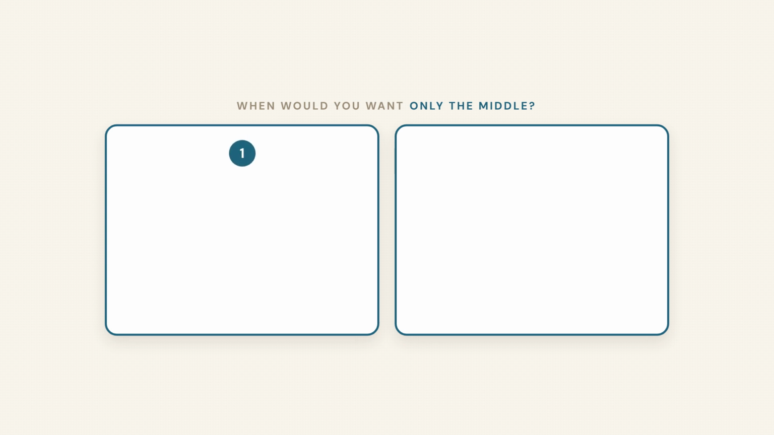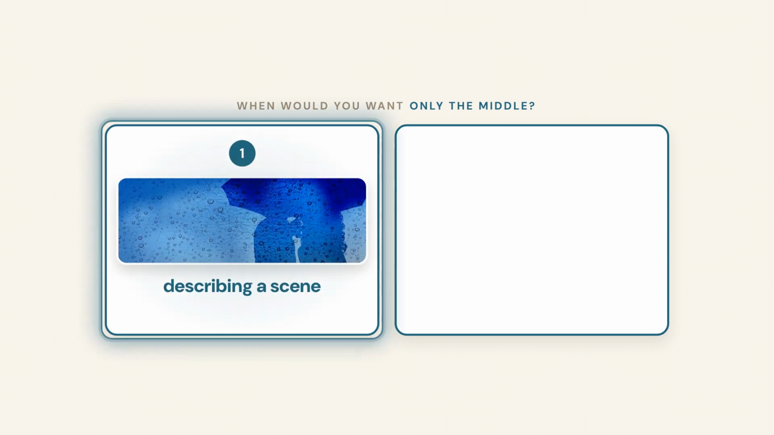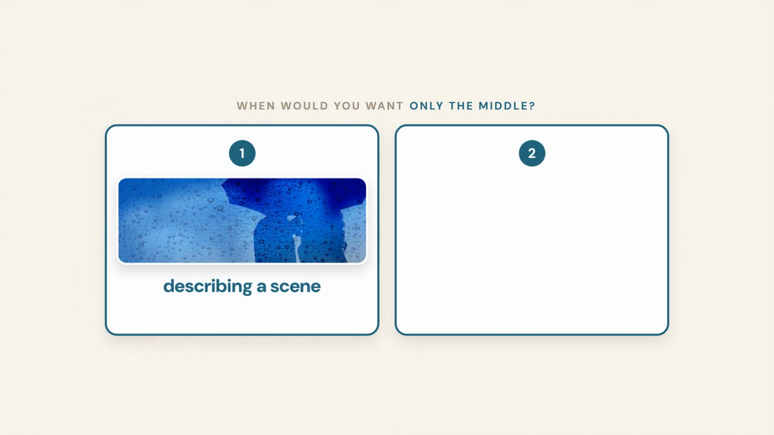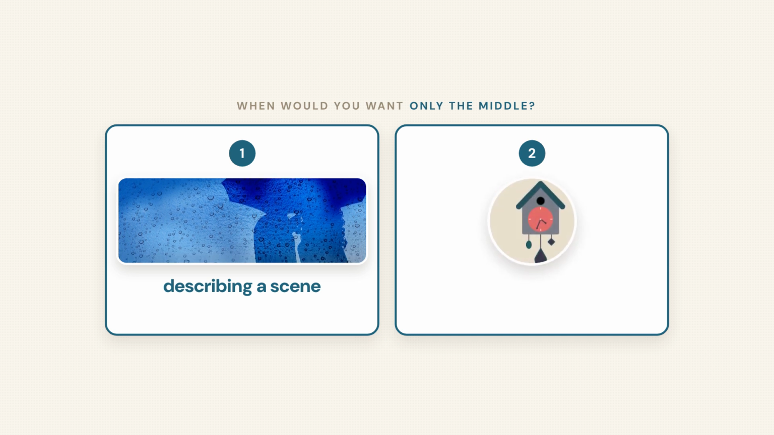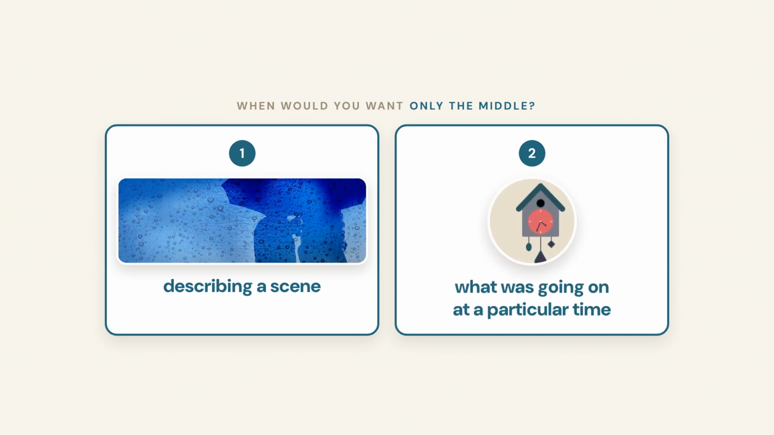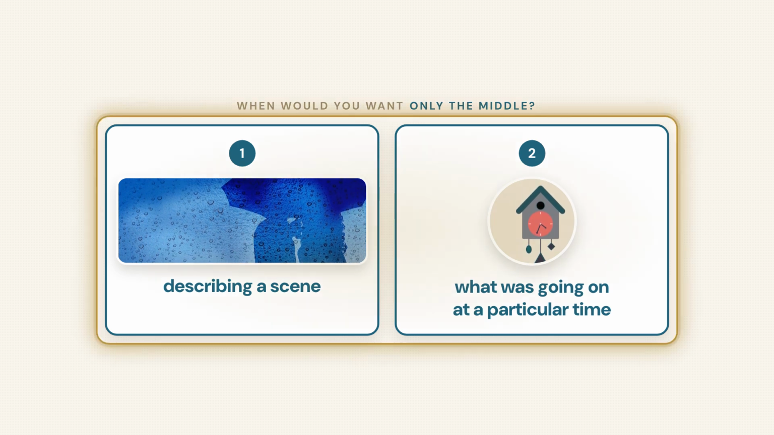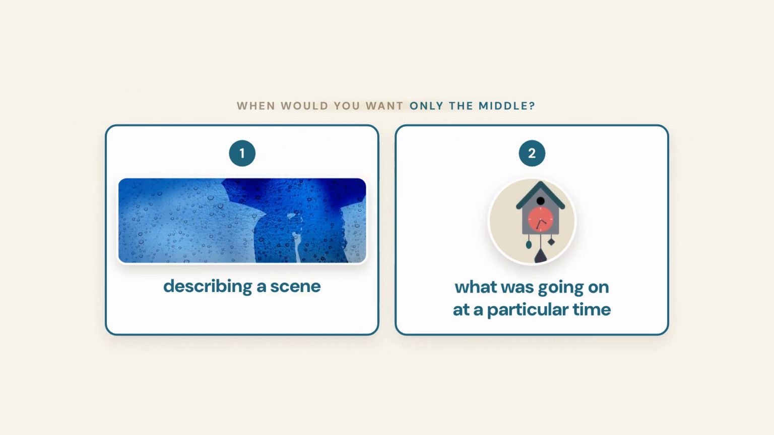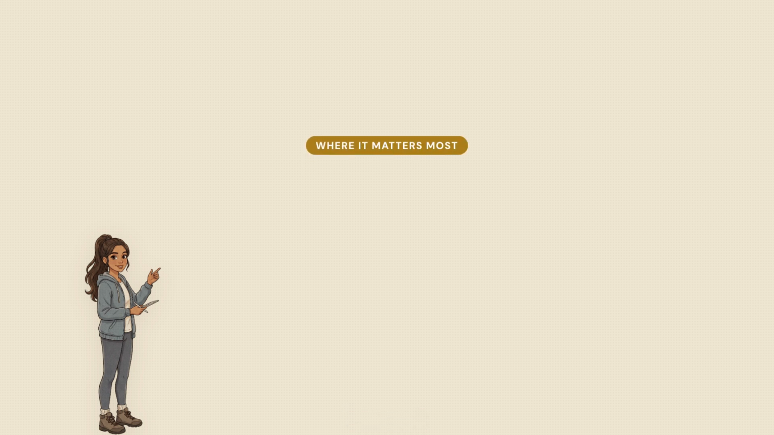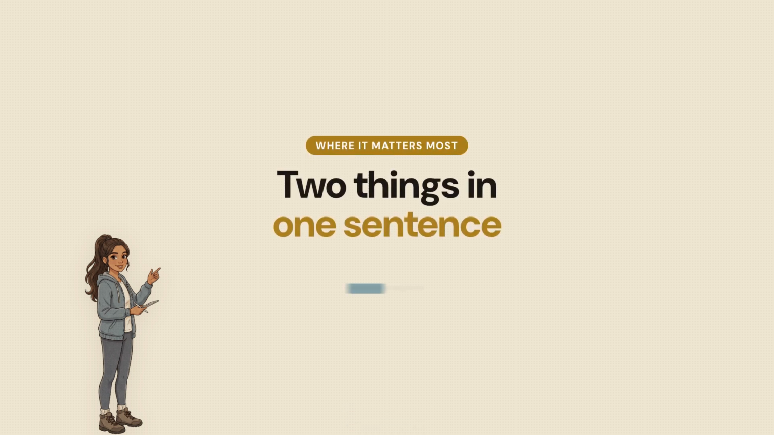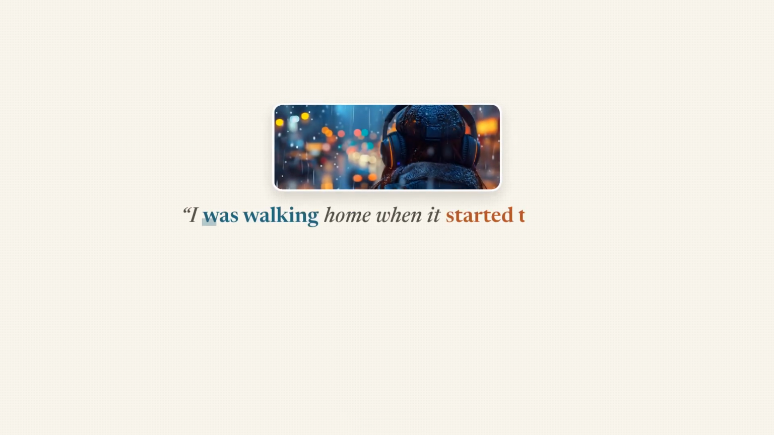1. When you're describing a scene, painting a picture of what things were like. 2. When you're saying what was going on at a particular time. That's it. Whole action or the middle. Everything else in this video comes out of that. This is where it matters most, when there are two things in one sentence. I was walking home when it started to rain.